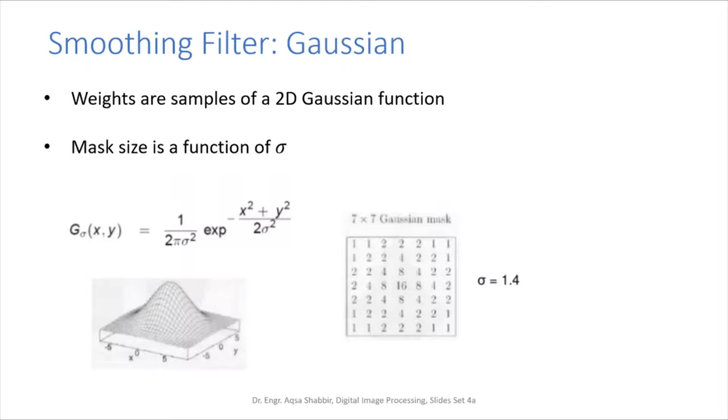We now briefly visit a Gaussian smoothing filter. Over here on the right, an example 7 by 7 Gaussian filter mask is illustrated. The filter coefficients or weights are samples from a two-dimensional Gaussian function. An example two-dimensional Gaussian function is also illustrated over here on the left. So the weights or coefficients of a Gaussian mask are basically samples of this two-dimensional Gaussian function.